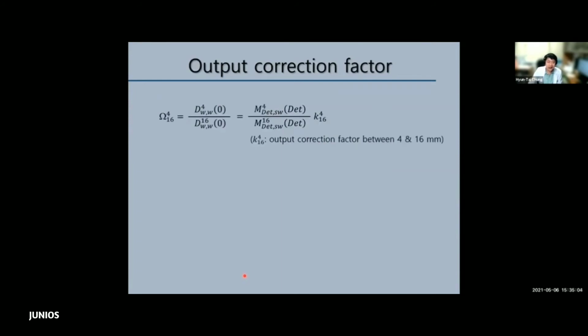Now we need to think about the output correction factor. The output factor omega 4/16 is the ratio of these two doses, and in order to have this, we need to measure the dose rate. But we cannot use the ratio of measured values directly, because we know that we need a correction factor for small fields. This correction factor is called the output correction factor between 4 and 60 millimeter.